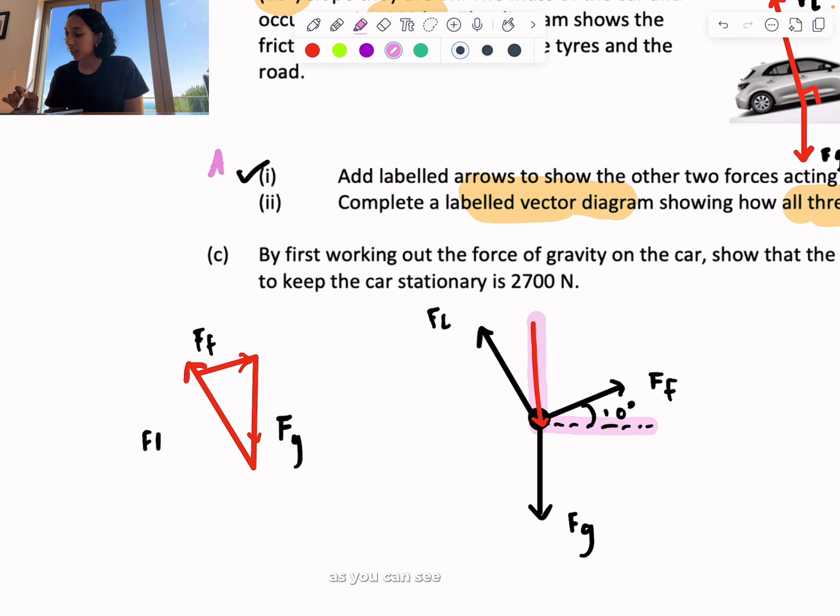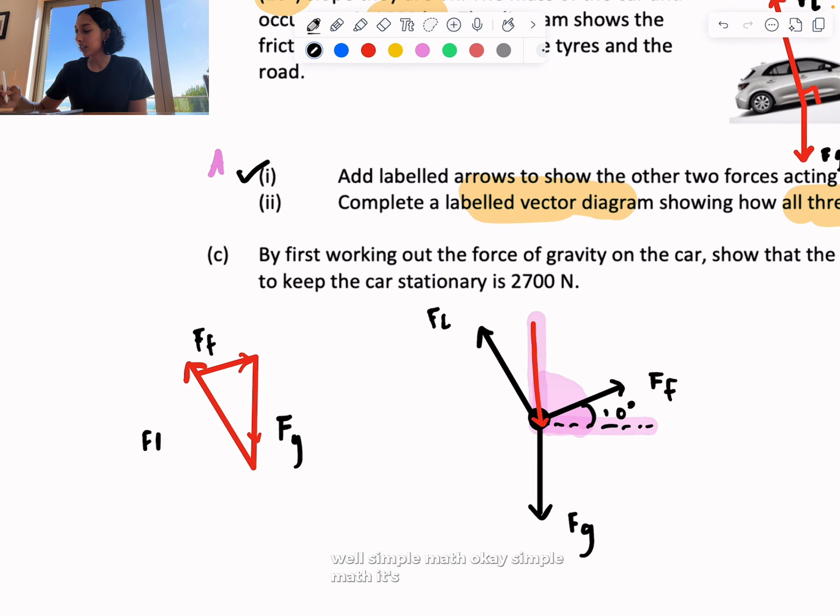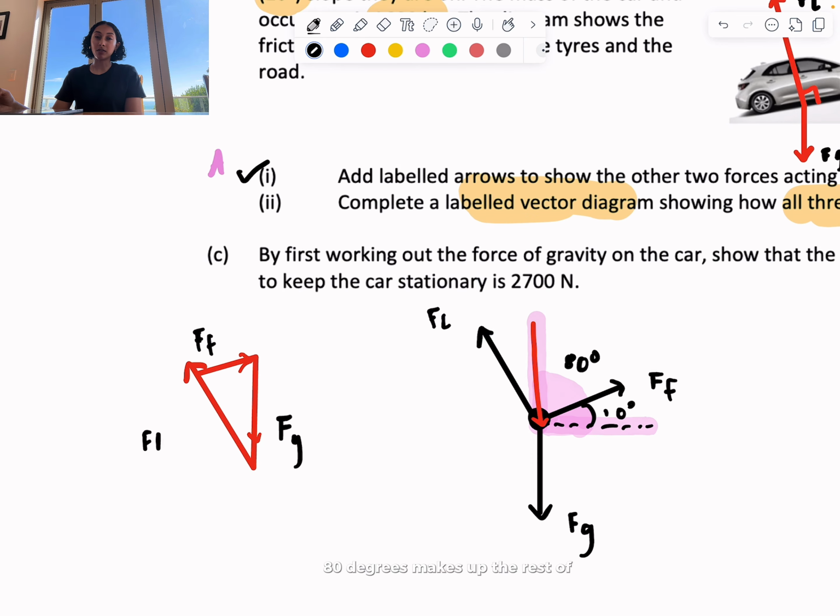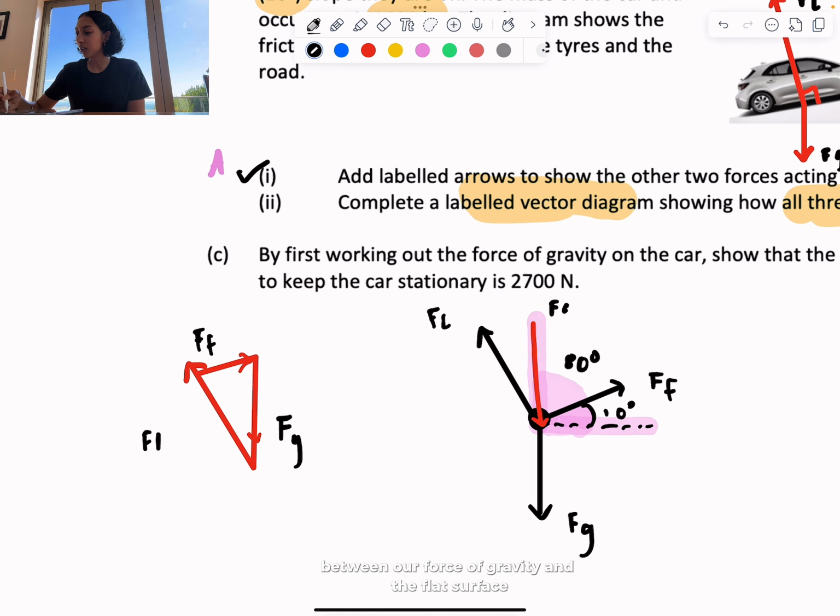As you can see, 10 degrees of that 90-degree angle is made up by the slope. So what is the remaining angle going to be within that 90 degrees? How much of an angle is remaining? Well, simple math, it's going to be 80 degrees. 80 degrees makes up the rest of that 90-degree angle between our force of gravity and the flat surface.